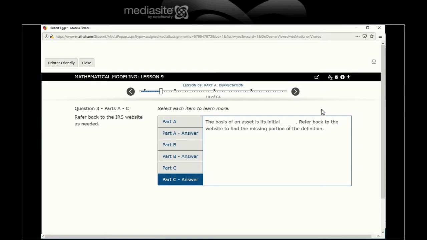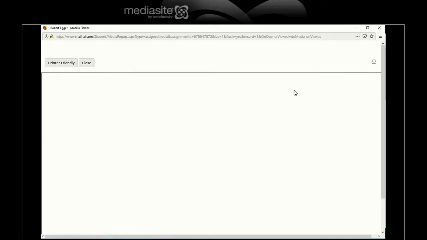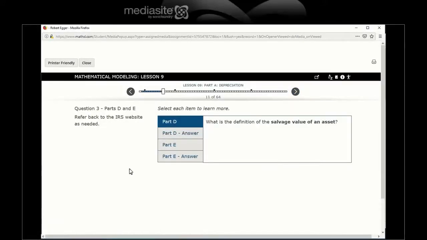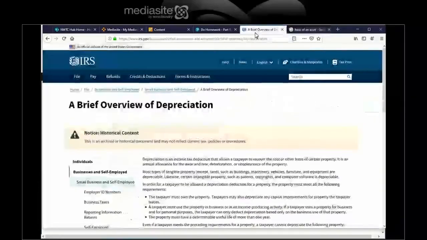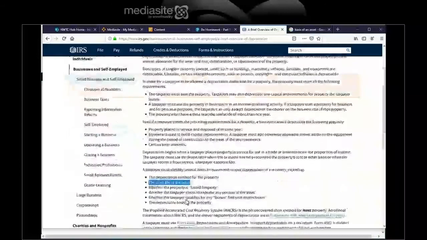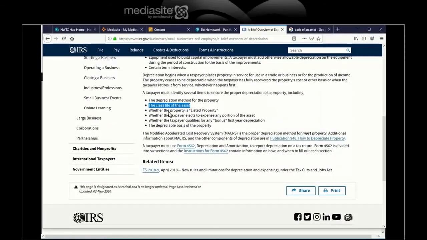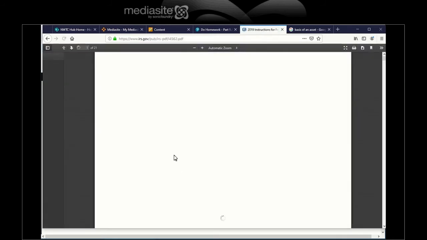IRS depreciation codes 101. Part D, refer back to the IRS website as needed. What's the definition of the salvage value of an asset? Wrong button. Oh, that's the right one. Salvage cost. What's some of the other sites?